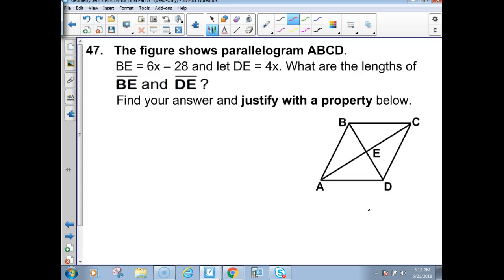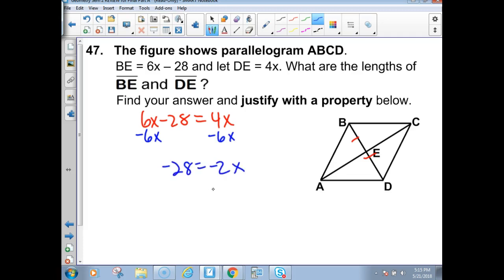47, the figure shows parallelogram ABCD. BE is 6x minus 28, and DE is 4x. The diagonals bisect each other, so those segments would be equal. So we're going to set these equal. If you subtract 6x from both sides, you get negative 28 equals negative 2 times x. Divide both sides by negative 2, and we get 14 for the value of x.